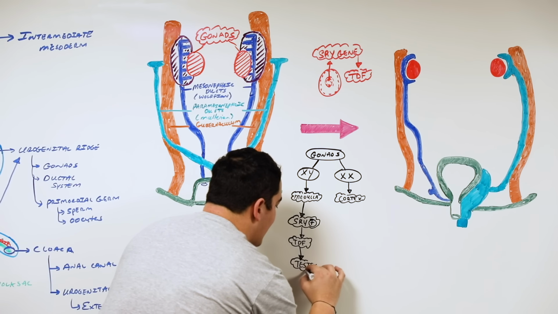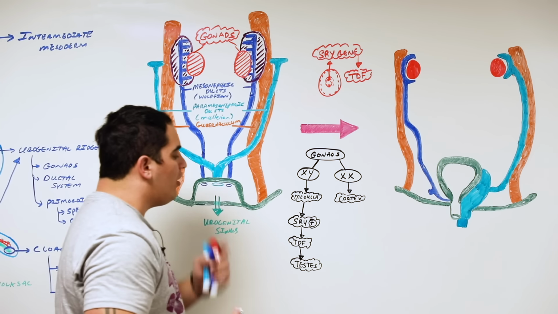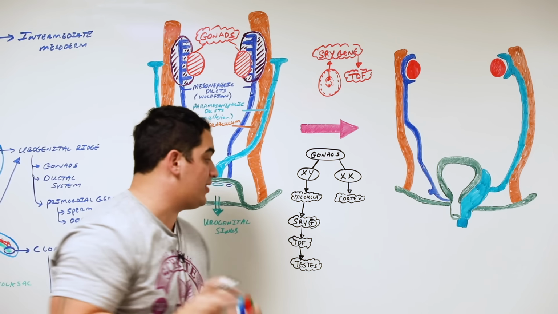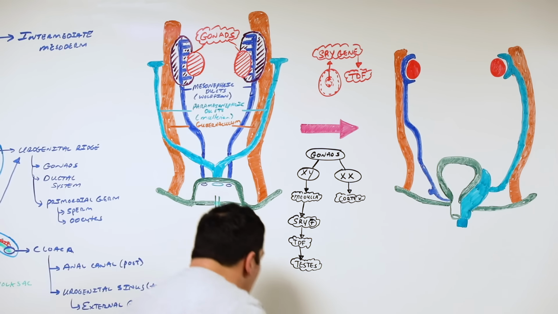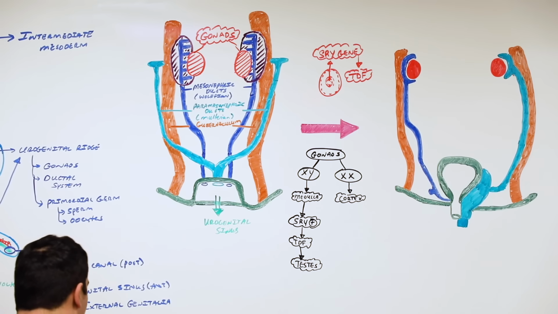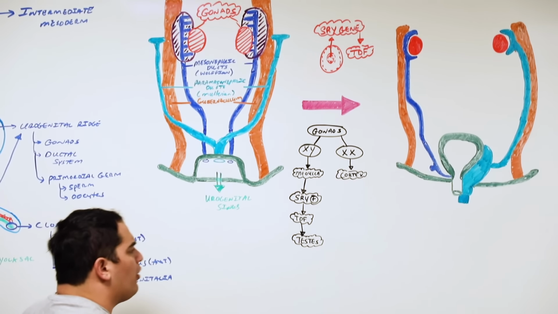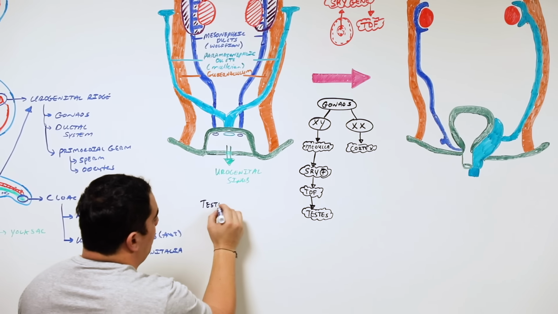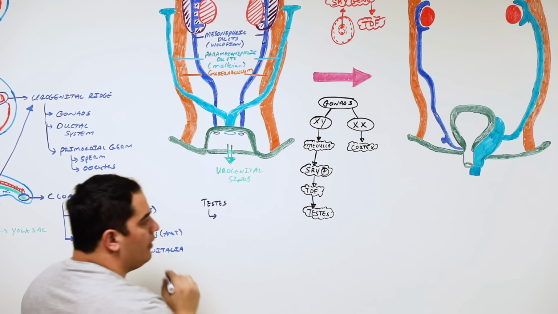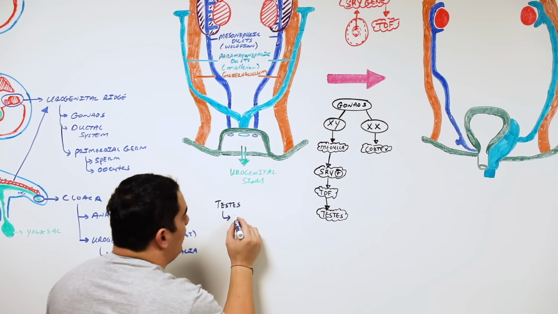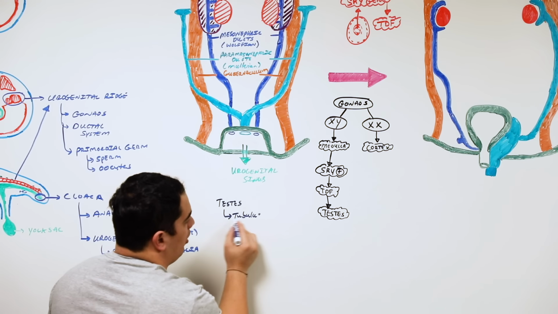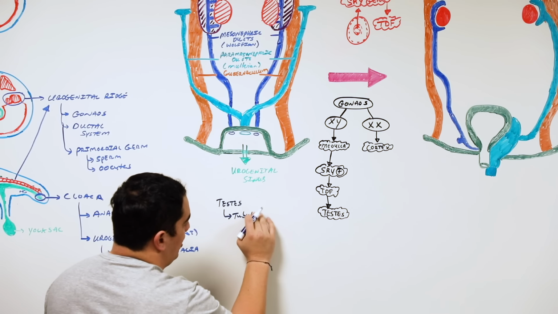But that leads to the next question. What are the testes actually made up of? That's the next important question we have to answer. So let's talk about that. When you actually take a look at the testes and look at the microscopic structure of it, the testes are made up of a couple different things. One is they're actually made up of a lot of little tubules that are all thrown throughout the entire structure.